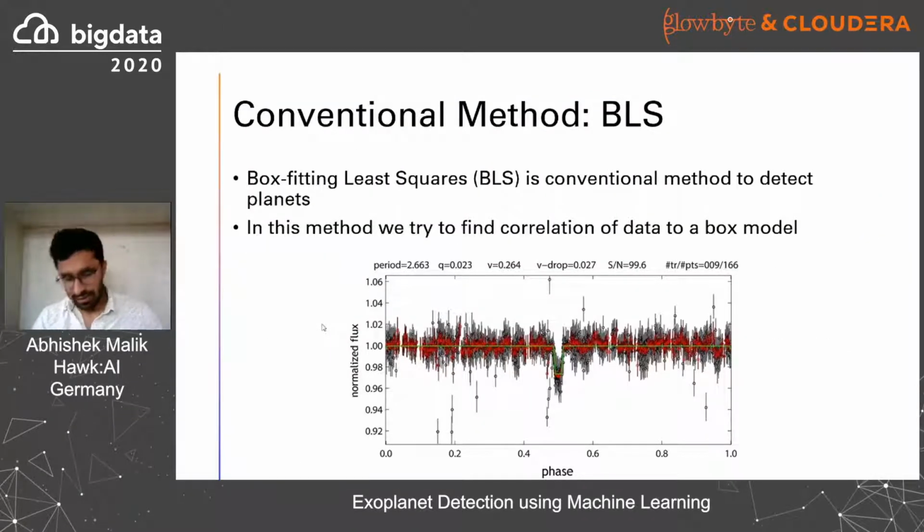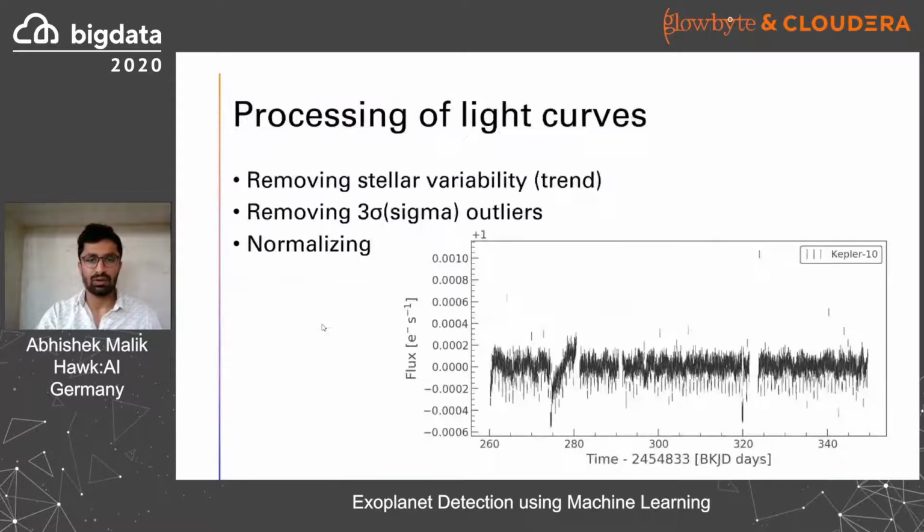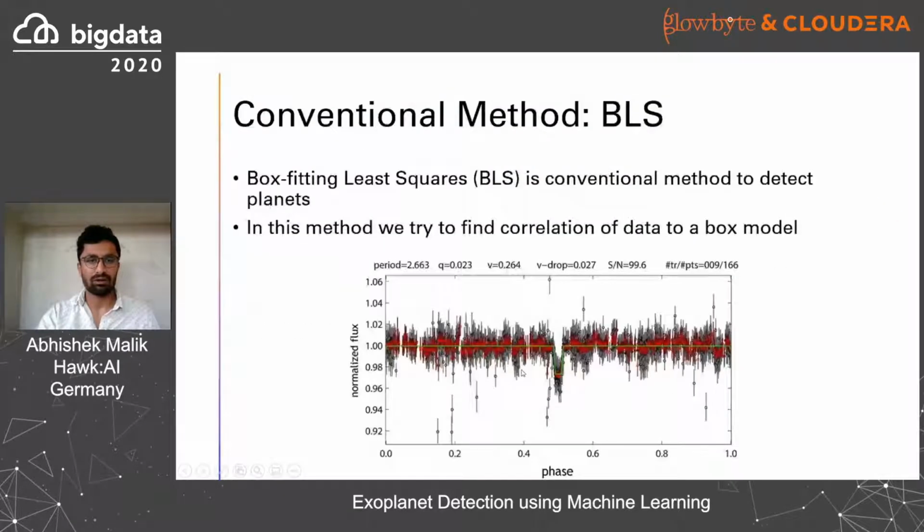So let's take a moment and talk about how we find planets conventionally. There's a method called box least squares, or BLS. BLS is the conventional way to find planets. What BLS does is we do the same steps until this point, and after cleaning the curve, we try to fit a box function here, and based on how well the box function fits.